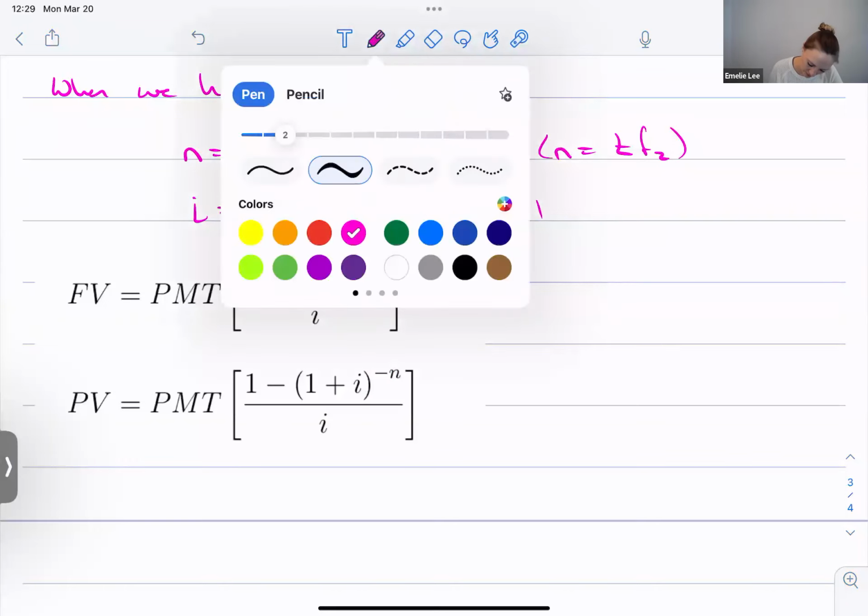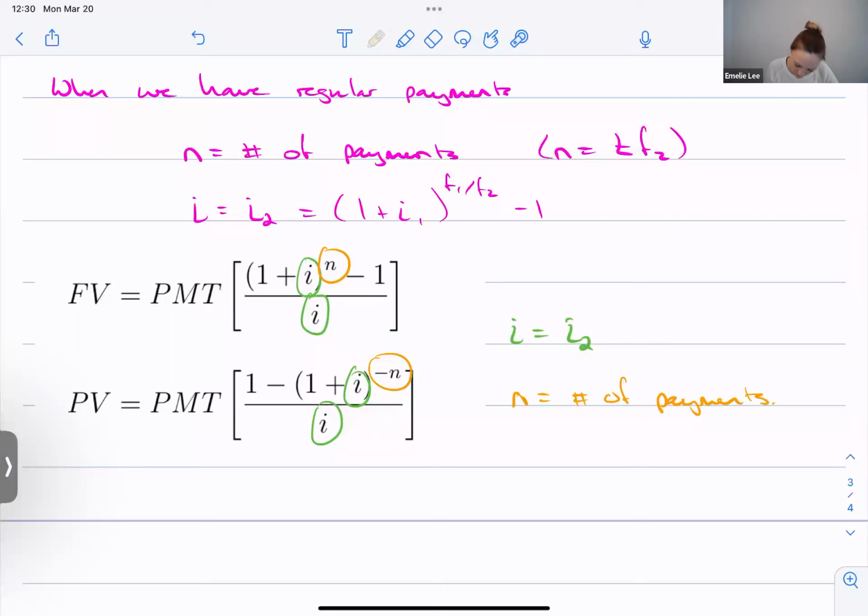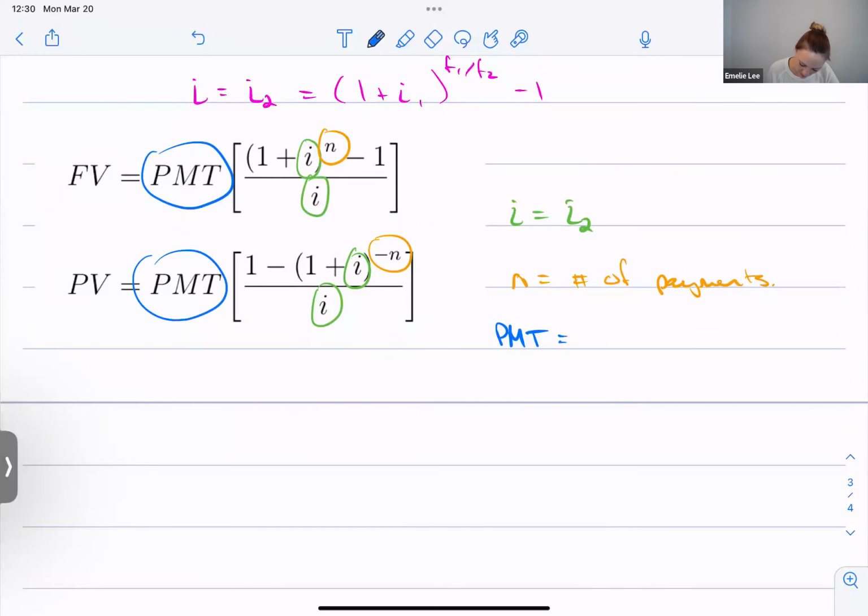And so here, I is going to be I2, and N is going to be the number of payments. And PMT is the payment amount. Okay. So, and let's see here. PMT is the amount of each payment.